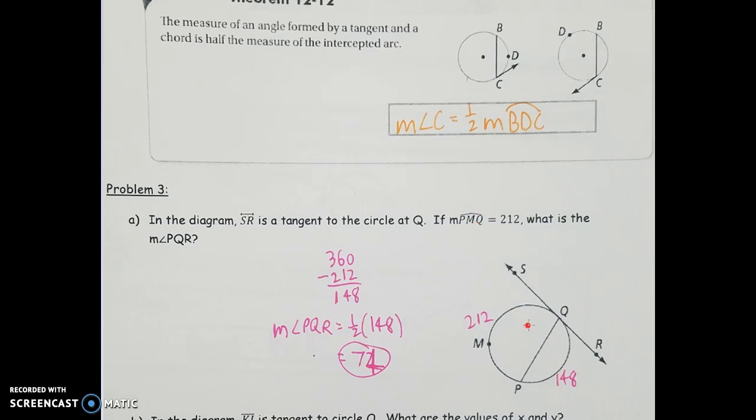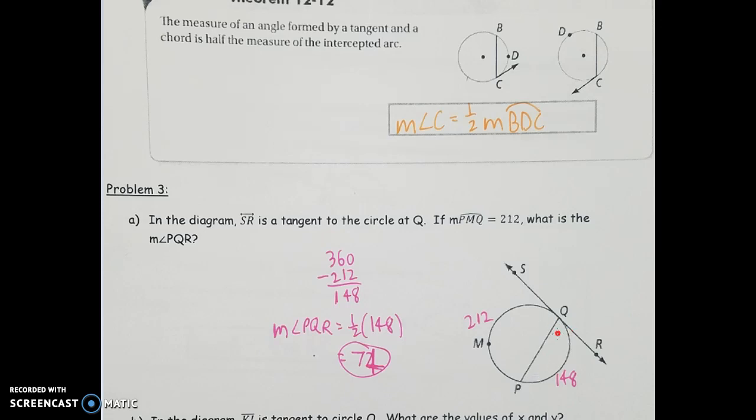In the diagram, we know that SR is a tangent line at point Q for a point of tangency. And we start with the fact that the arc PMQ is going to be 212 degrees. So starting from point P, going through M, and ending at Q, that part of the circle would be 212. And we want to use that to find the measure of PQR.